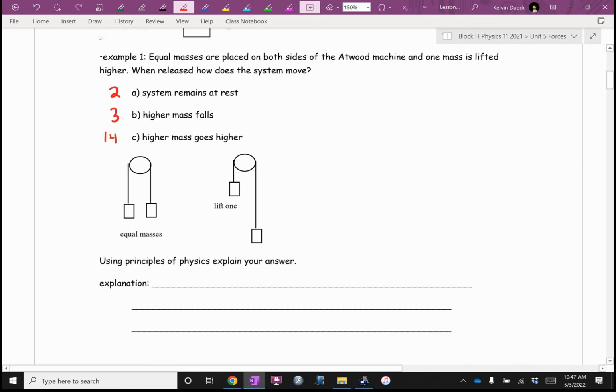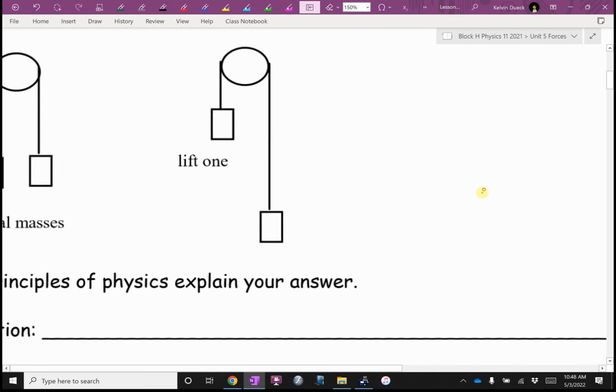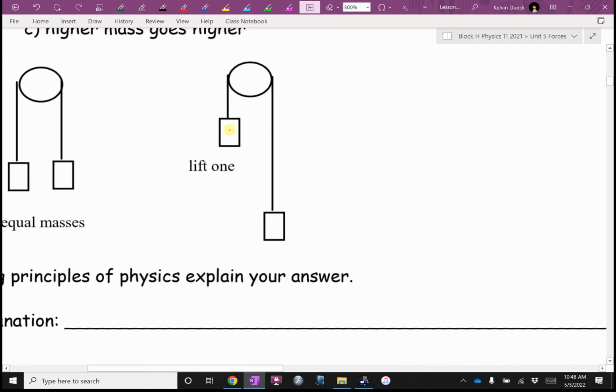Okay. I'm not going to answer your question. Instead, we're going to figure it out together. How are we going to figure it out? You know what this might be a good job for? I'm going to zoom in on this picture here. Let's do the free body diagram for this picture here.